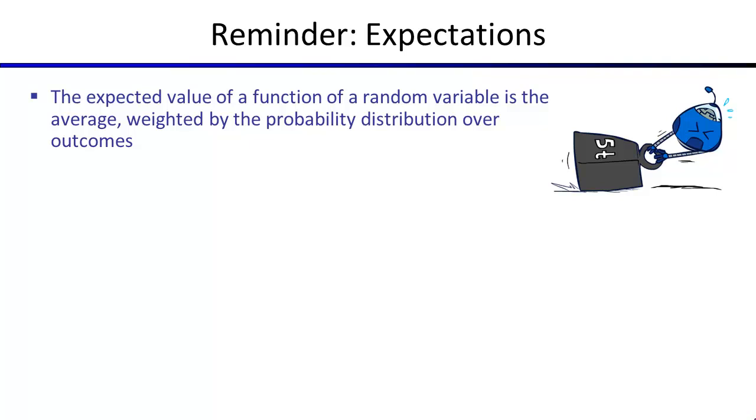Also, what should be a reminder: expectations. An expectation is an average, but it's a weighted average. The expected value of a function of a random variable is the average value of that function weighted by the probability distribution of the outcomes. It's a lot of words, but it's a totally simple concept.